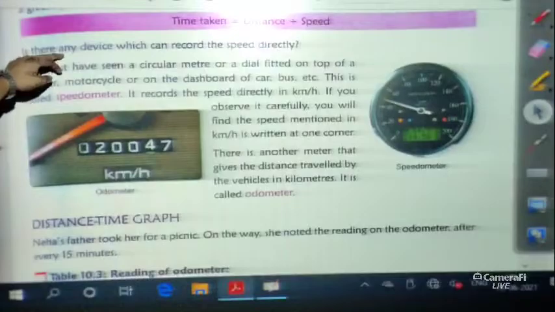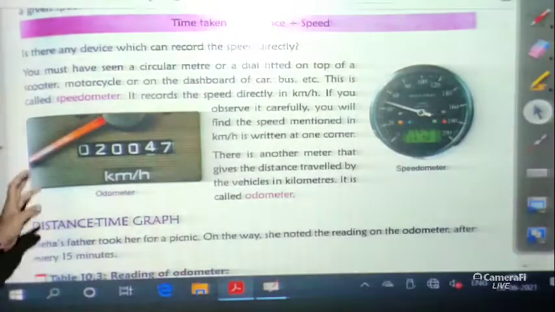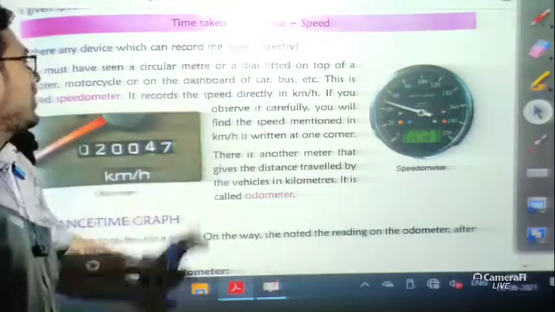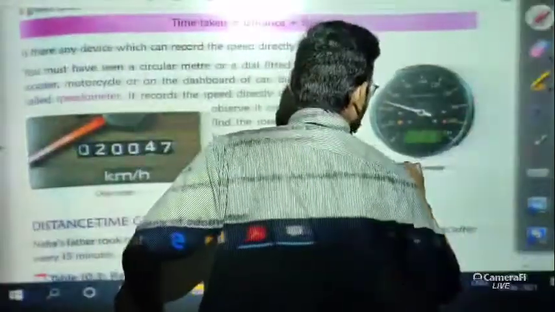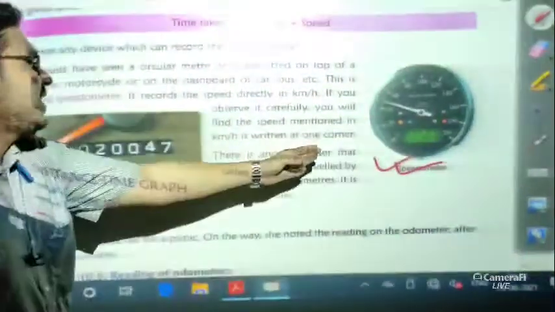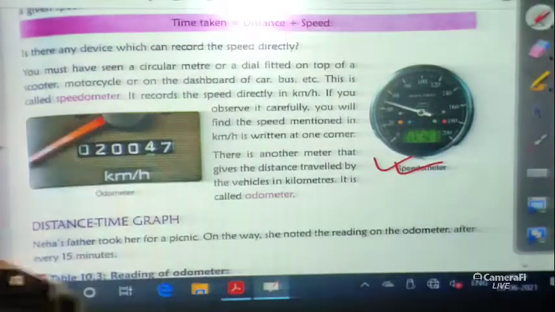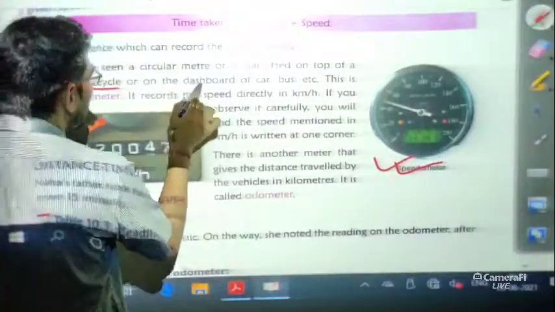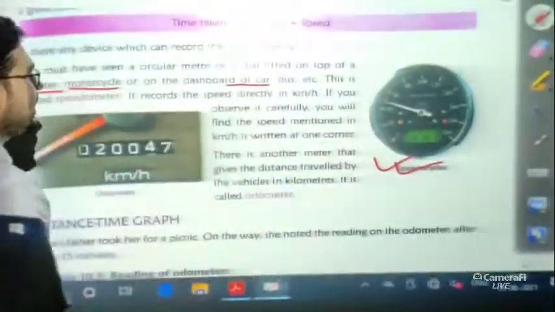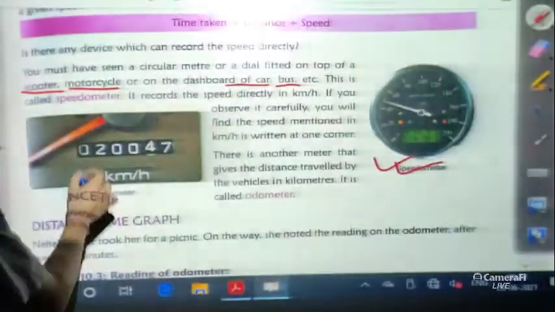Now let us discuss a very familiar thing that you have already seen. Is there any device which can record the speed directly? I hope you are very familiar with this picture. If you have a bike, a scooty, a car, whatever vehicle you have, you can easily find this speedometer. You must have seen a circular meter or dial fitted on the top of a scooter, motorcycle, or on the dashboard of a car or bus. So this is called a speedometer.